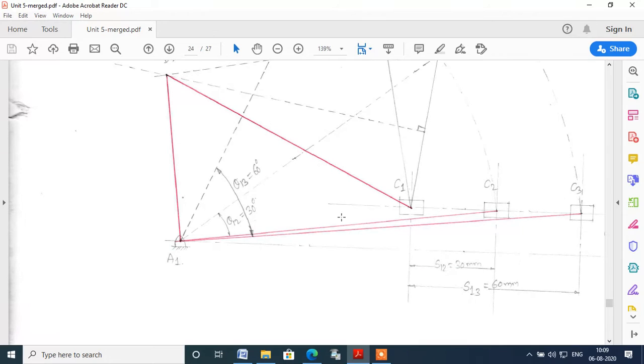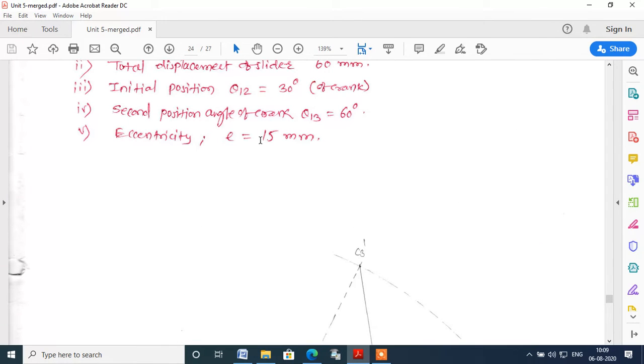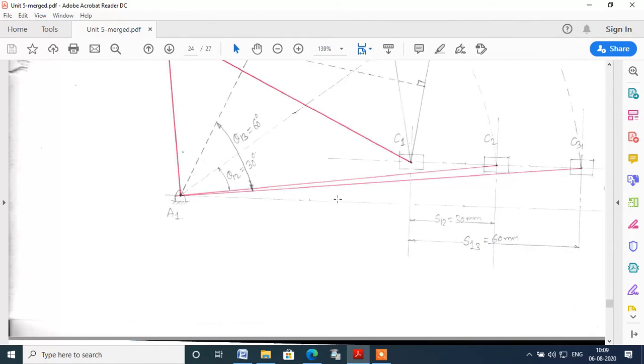So what you have to do, take a drafter or roller scale, draw one line. I have shown the center line here. Draw any one line, then draw another line parallel to this line, and the distance between the two lines is 15 mm. It is given in the problem. If it is given 25 mm, then you have to take 25. Whatever is given, you have to take. Now this is the 15 mm eccentricity. So two parallel lines we have drawn.